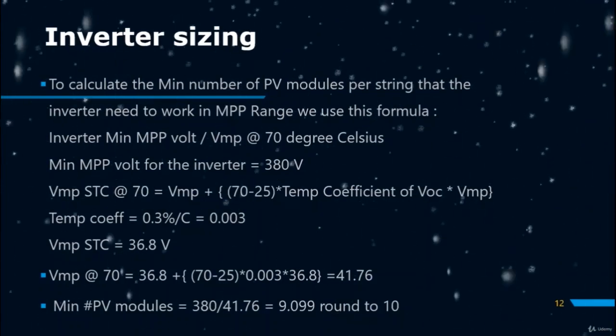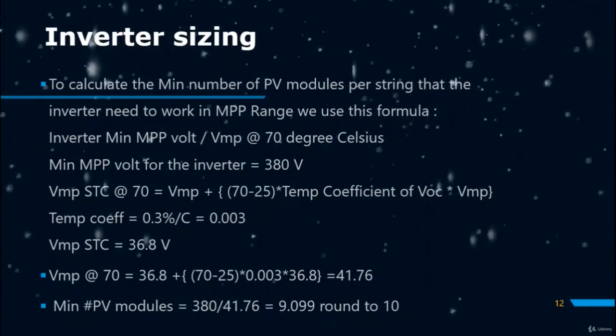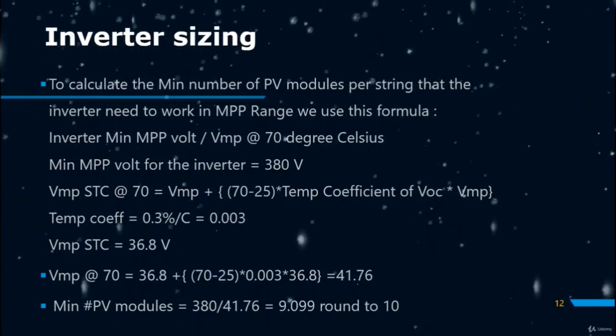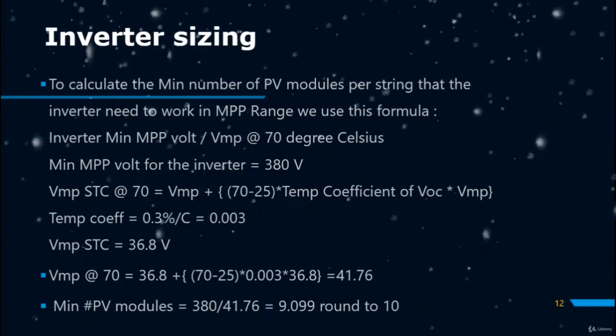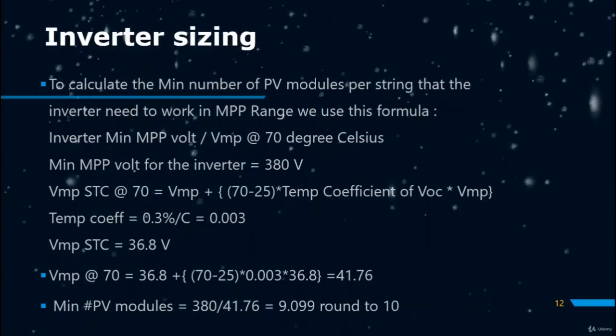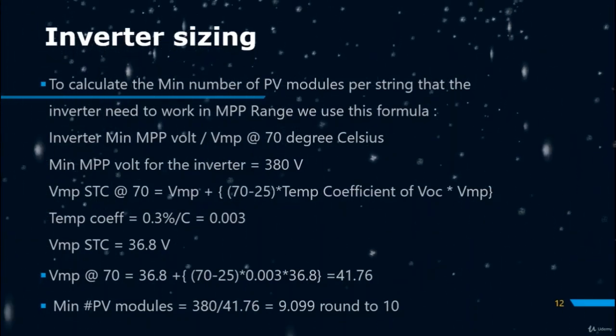This is the number that the inverter needs to work in the MPP range, and the MPP range is the maximum power point, at which we want to get the maximum power from the PV system.